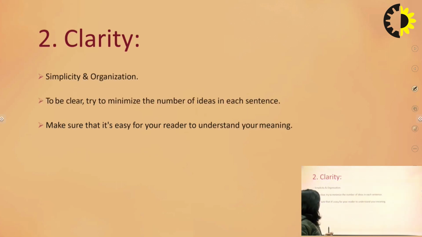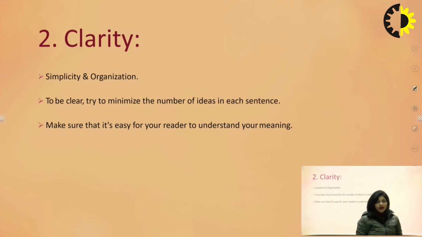The next point is clarity. So how can you bring clarity? Clarity means that if you want to bring clarity in your message, then please make sure that you are not giving too much information in one sentence. It means you are focusing only on a single idea in a sentence and not giving too much information at one place, right?